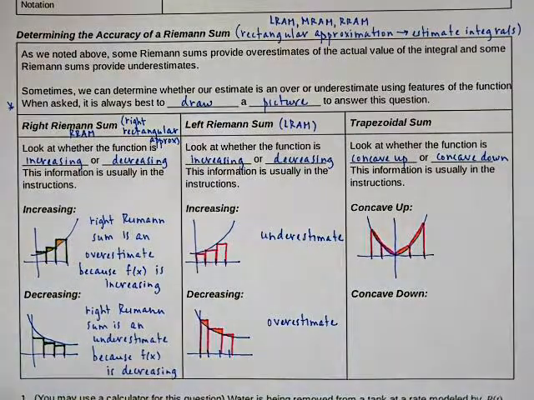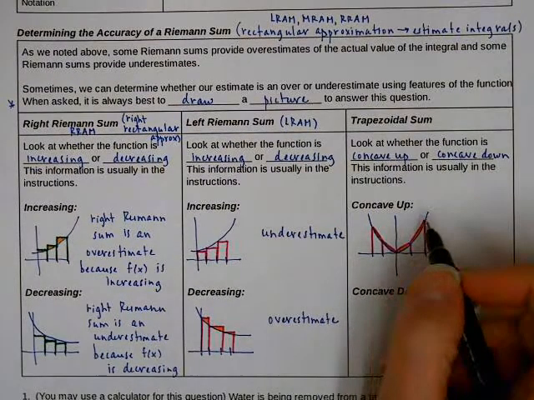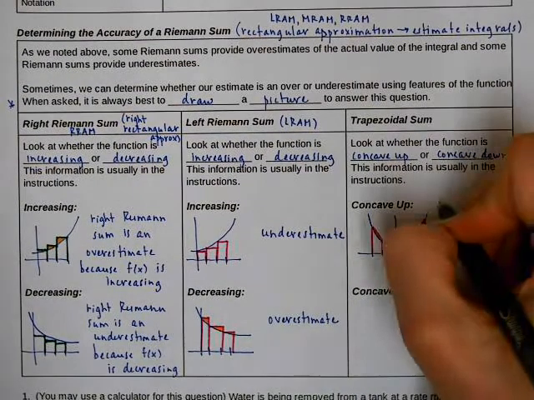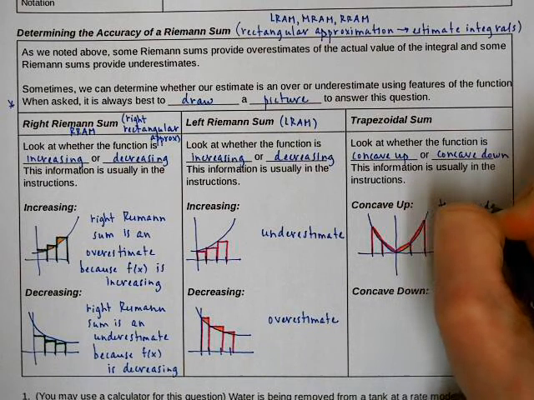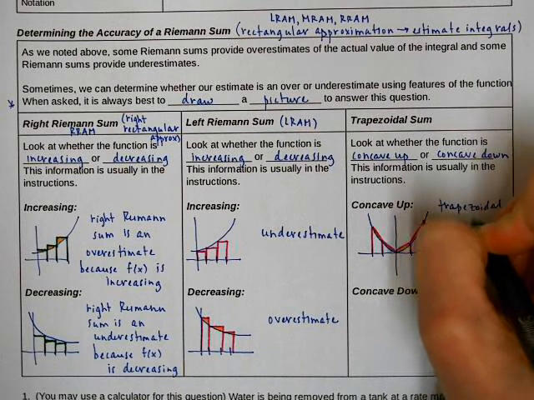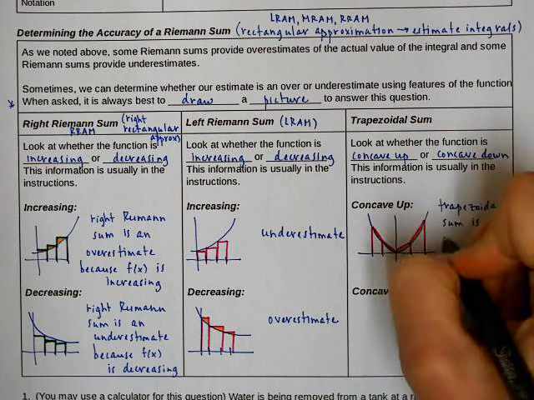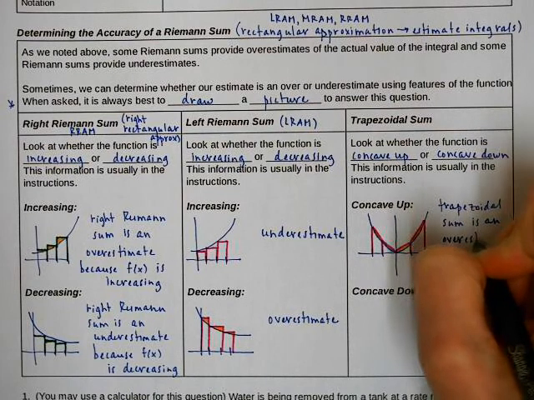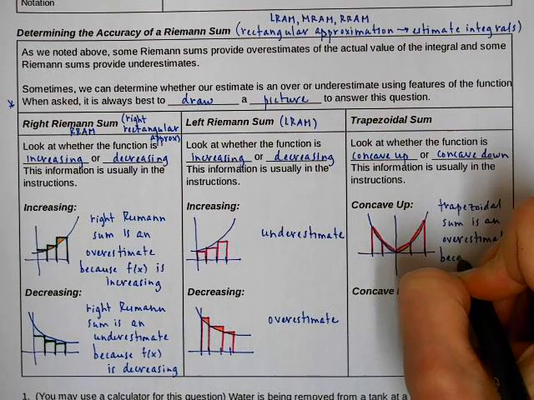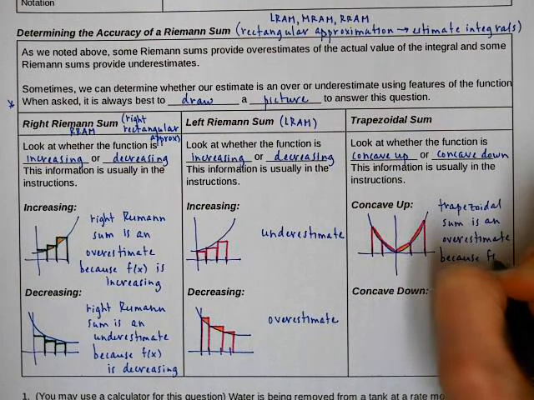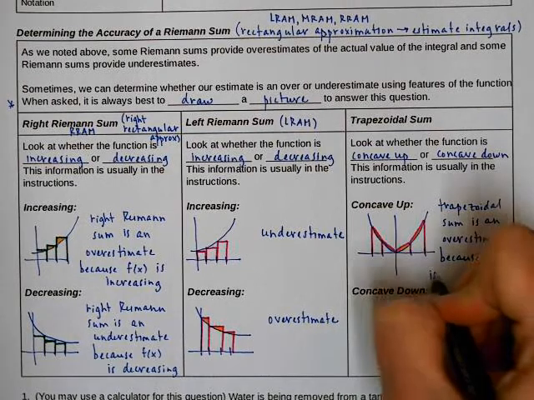So in this case, if it's concave up, we would say the trapezoidal sum is an overestimate because the function is concave up.